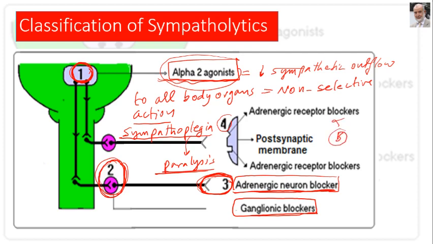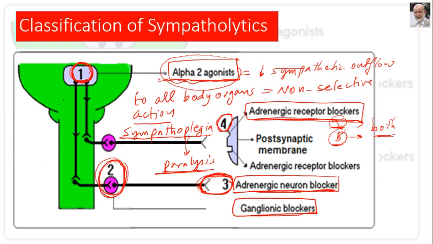Therefore, they might be an alpha blocker or beta blocker or both. And the fourth group, which is very specific and very selective in their action, will act on adrenergic receptors on the postsynaptic membrane. They might be alpha blockers or beta blockers or both, blocking alpha and beta. These are known as adrenergic receptor blockers.